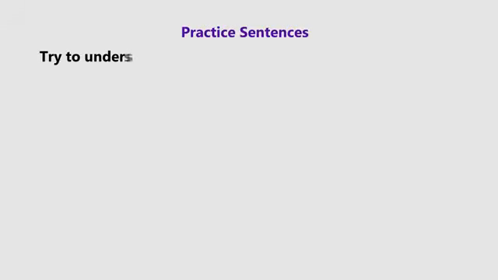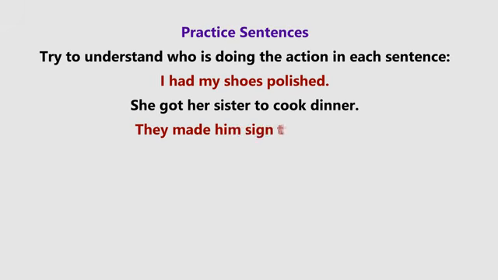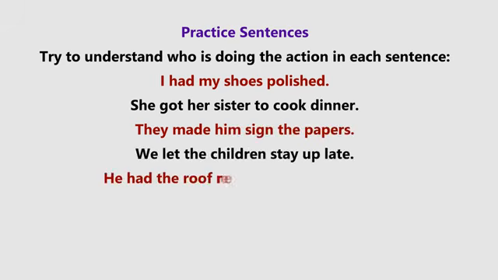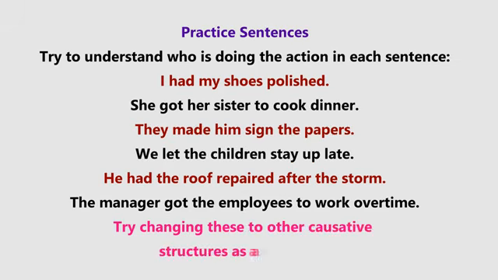Practice sentences. Try to understand who is doing the action in each sentence. I had my shoes polished. She got her sister to cook dinner. They made him sign the papers. We let the children stay up late. He had the roof repaired after the storm. The manager got the employees to work overtime. Try changing these to other causative structures as an exercise.